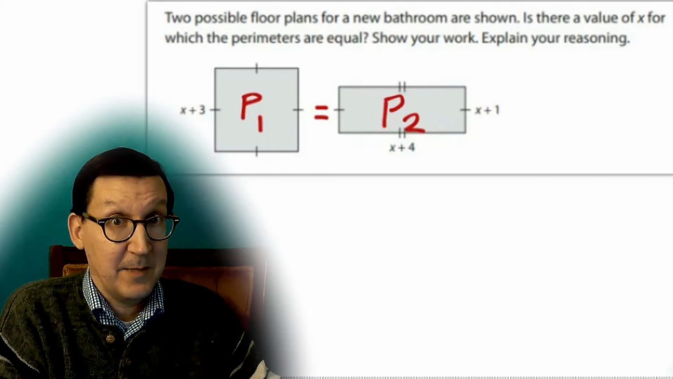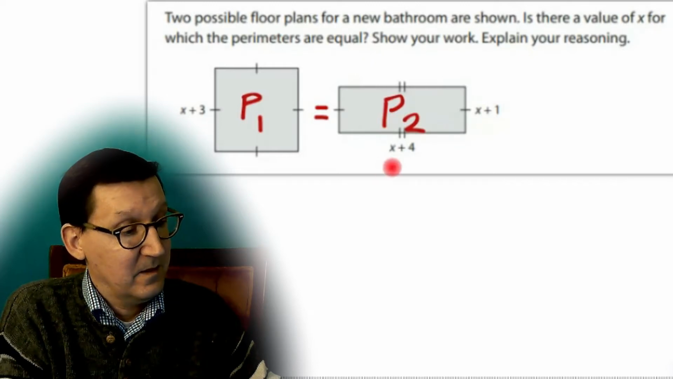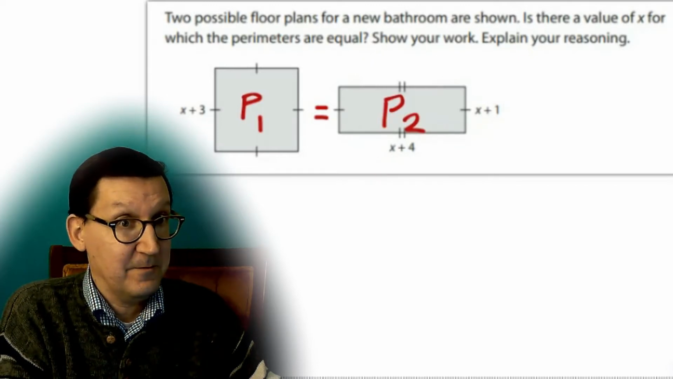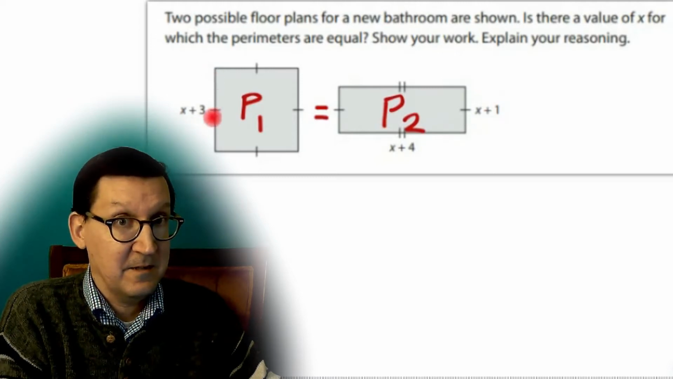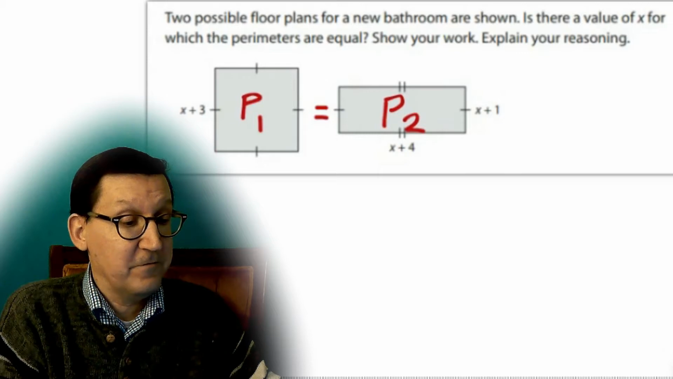Now, this side's labeled, that side's labeled, and on the square, one side is labeled. So that tells us what the length of one side is on the square, and what the lengths of 2 sides are on the second shape.